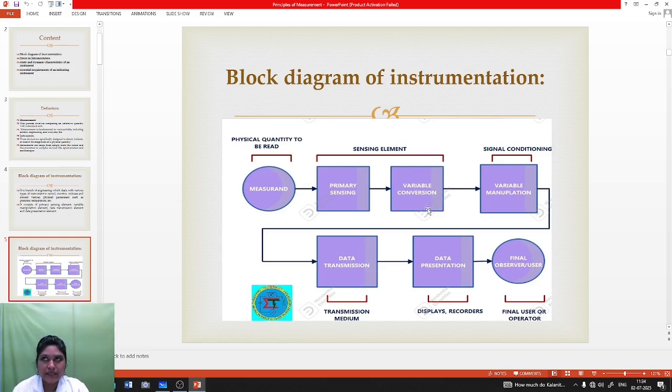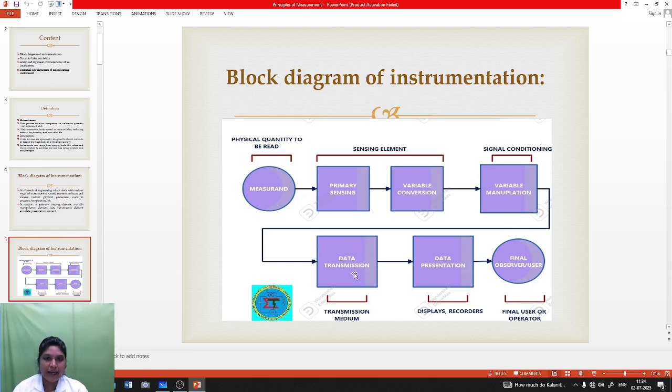So in some cases the level of the output has to be lowered or reduced. In this case, attenuators are used as a variable manipulation element. Sometimes the output of the transducers may be affected by external noise. In this case we have to use clippers or clampers so that we can process the accurate signal. This stage is called the signal conditioning stage. So this is the second stage of the element.